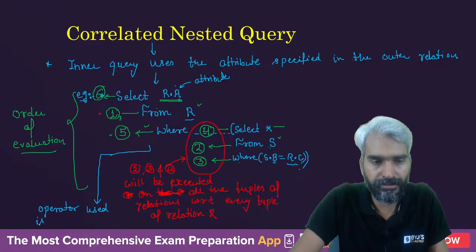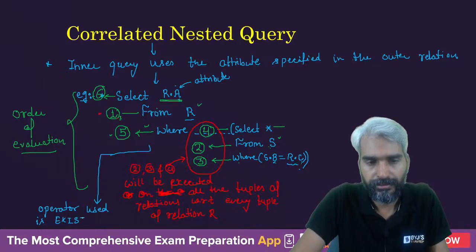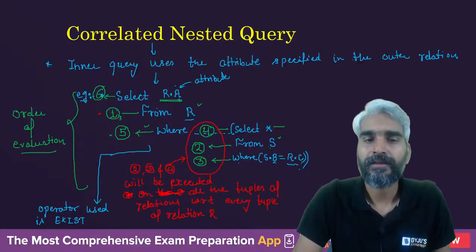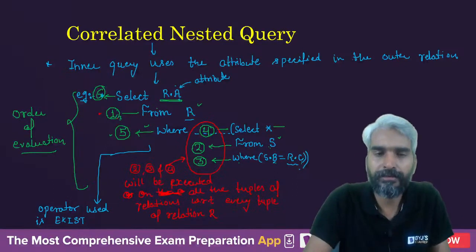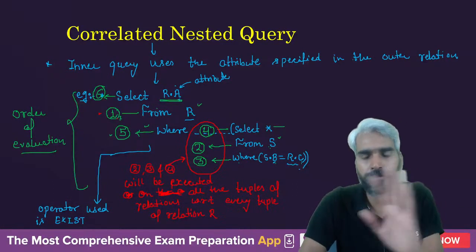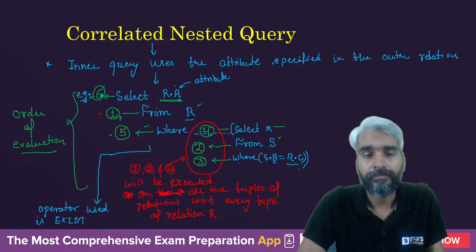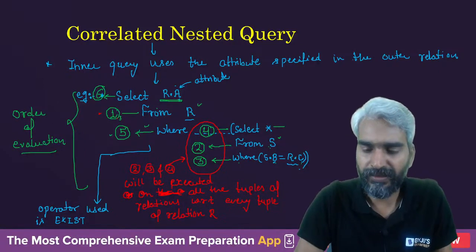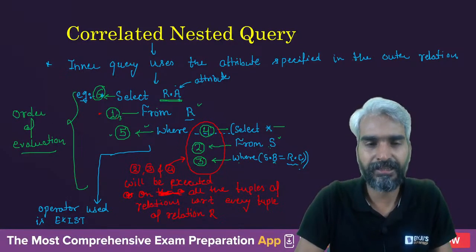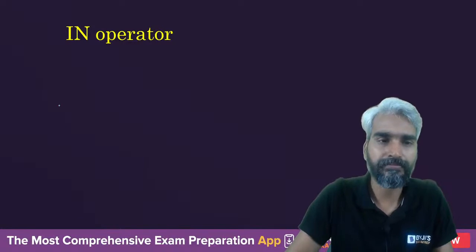Operator used is... exist, right? And how they eventually produce their output, that's also we need to understand. So for time being, I'll take just 5 minutes to explain all these operators, and then we'll try to understand the example. So what do I mean by in operator?